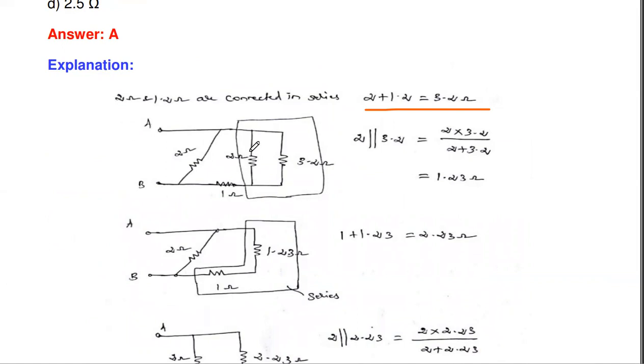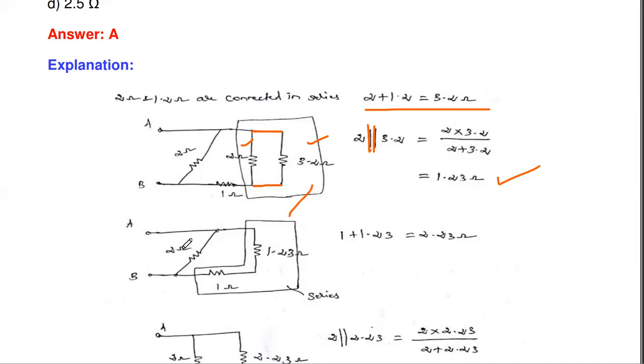Now you see the diagram. This 2 ohm and 3.2, how are they connected? Parallel, since these two ends are tied together and these two ends are tied together. The symbol indicates the parallel combination. So 2 parallel with 3.2 is calculated by 2 into 3.2 by 2 plus 3.2. So the answer is 1.23. Then this combination you replace with 1.23.